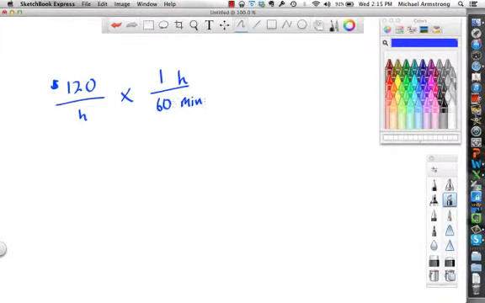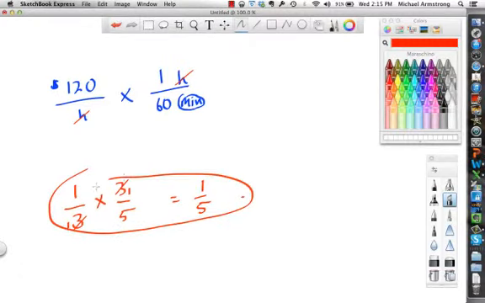And the most important thing is that if there's hours on the bottom and we're trying to get rid of hours and be left with minutes, I make sure that I write it down so that the hours are opposite the minutes so that I can simplify before I multiply. Just like in fractions, if I have 1/3 times 3/5, I can simplify those 3's out of there to equal 1, and that leaves me with 1/5. This is the fraction method. We did this when we multiplied fractions. The same thing works with unit rates.